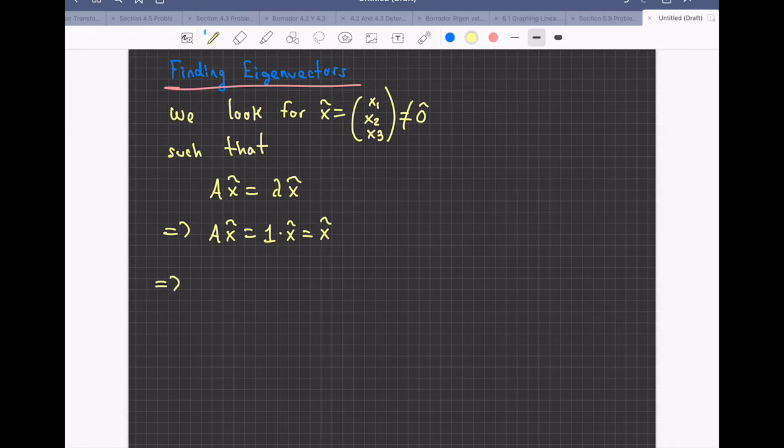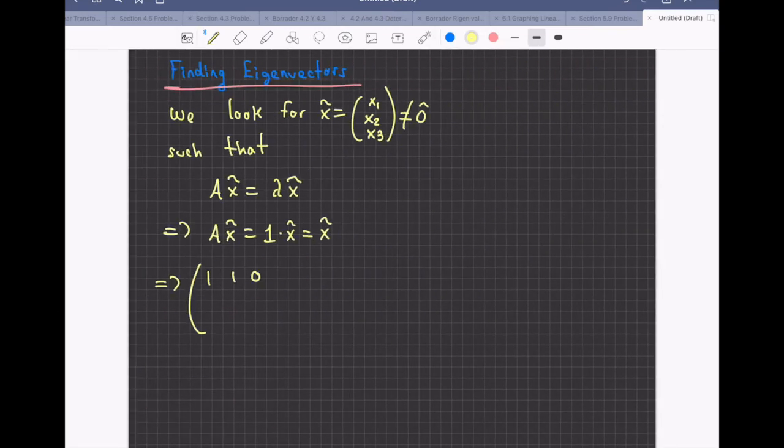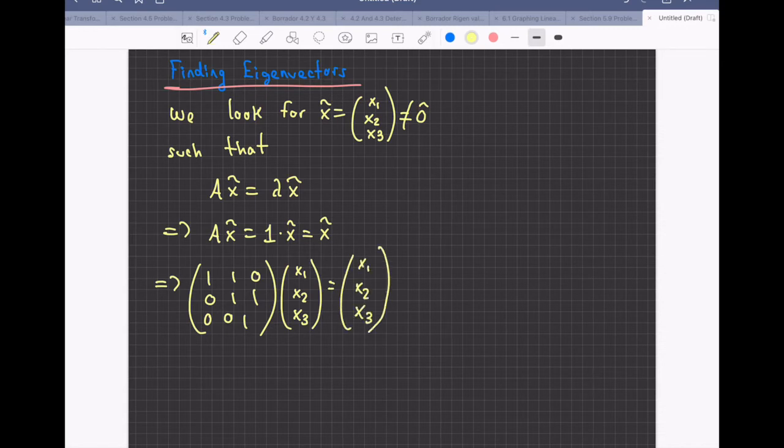So this implies the matrix 1, 1, 0; 0, 1, 1; 0, 0, 1 times x1, x2, x3 should be equal to x1, x2, x3. And this implies we will have the equations x1 plus x2 equal to x1, x2 plus x3 equal to x2, and x3 equal to x3.